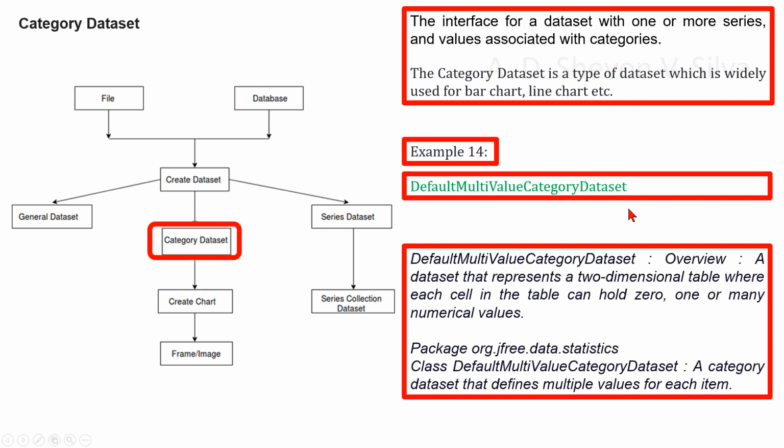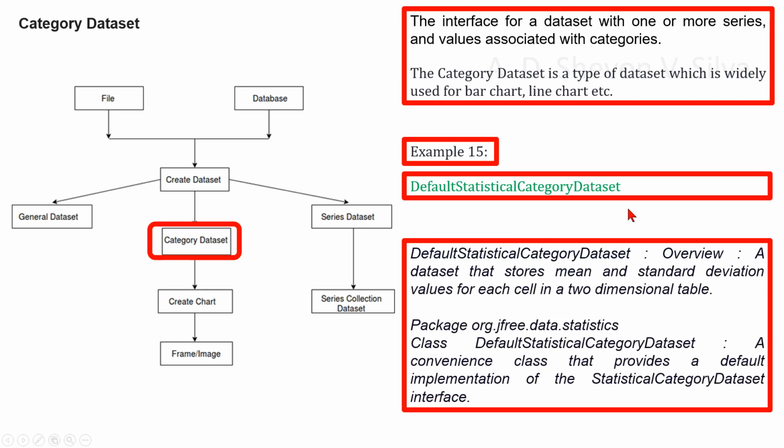Overview of DefaultMultiValueCategoryDataset, a dataset that represents a two-dimensional table where each cell in the table can hold 0, 1 or many numerical values. Class DefaultMultiValueCategoryDataset in package org.jfree.data.statistics, a category dataset that defines multiple values for each item. This class implements the MultiValueCategoryDataset interface. This class was first introduced in JFreeChart version 1.0.7.